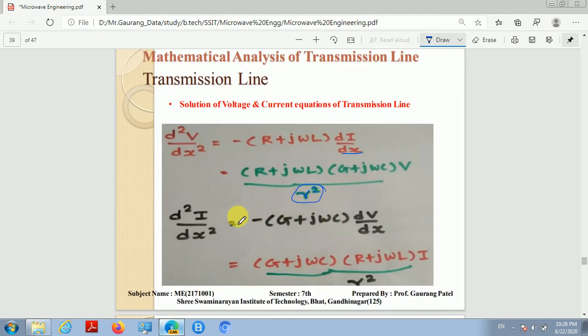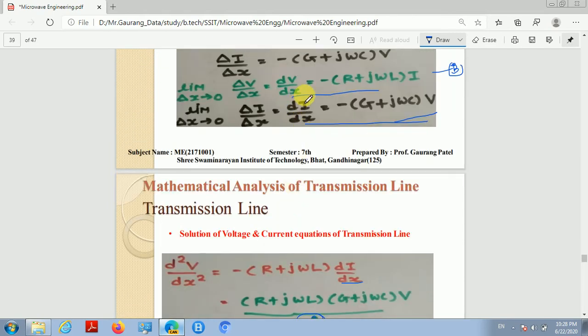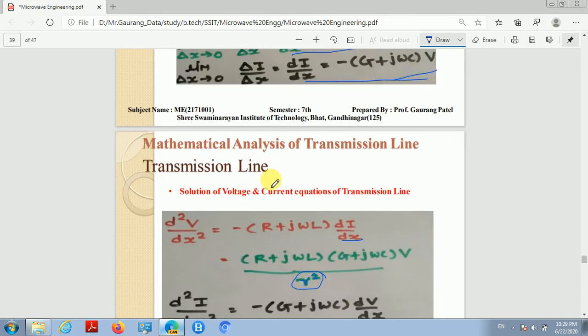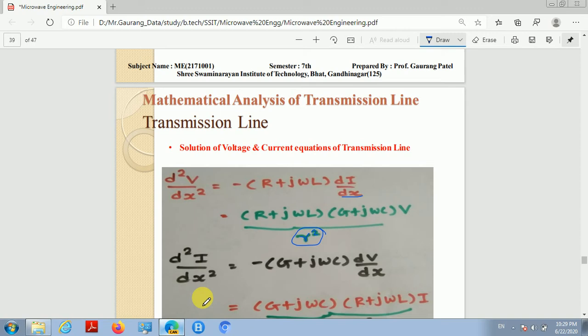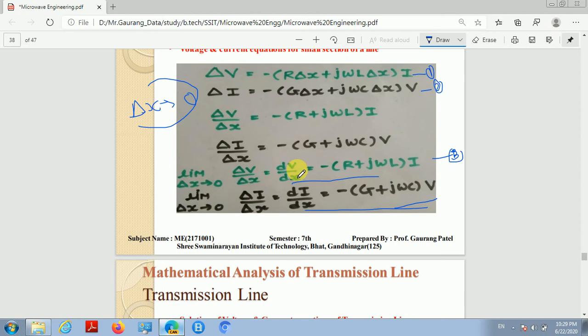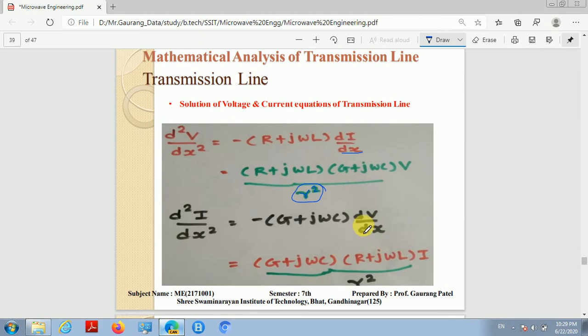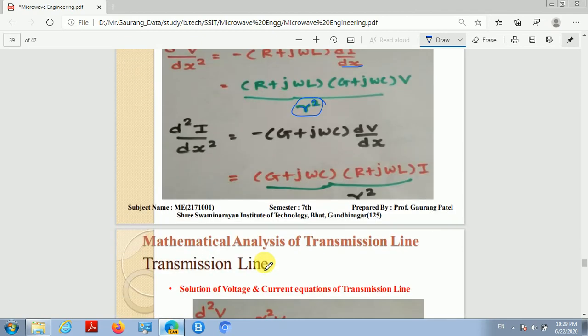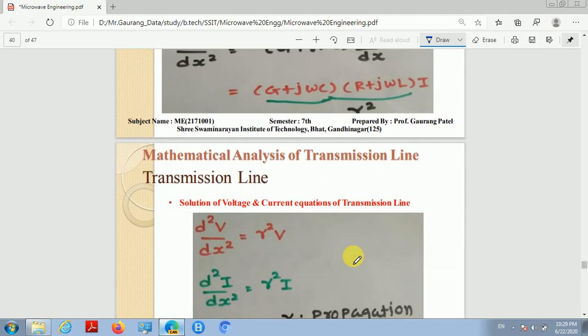Okay, similarly if I do the differentiation of this dI divided by dx, then what I will get: d square I divided by dx square is equal to minus (G plus j omega C) into dV by dx. Now what is dV by dx, that is minus (R plus j omega L) into I. So if I put it instead of dV by dx in this equation, then what I will get: (G plus j omega C) into (R plus j omega L) into I. And what is this, this is nothing but again gamma square. Okay, so humein kya relation mila: d square V divided by dx square is equal to gamma square into V. Similarly d square I divided by dx square is equal to gamma square into I.